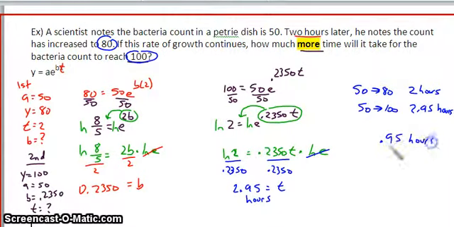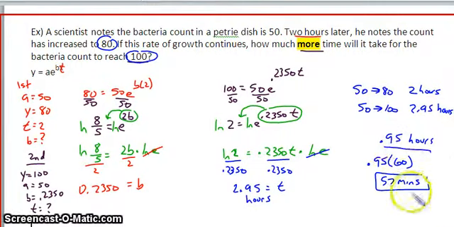Now we probably won't give our unit of time as 0.95 hours. I know that each hour has 60 minutes in it, so 0.95 times 60 would be 57. So we'd probably more than likely give our answer as 57 minutes. You could write it as 0.95 hours, that would be correct also. 57 minutes just makes a little bit more sense.